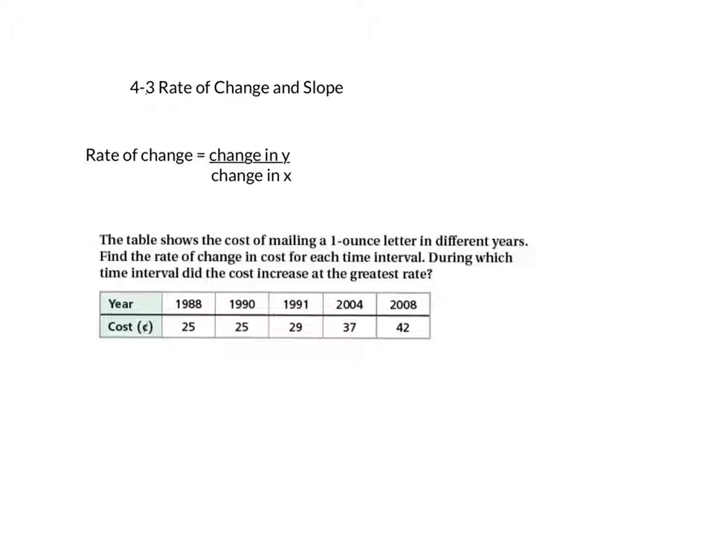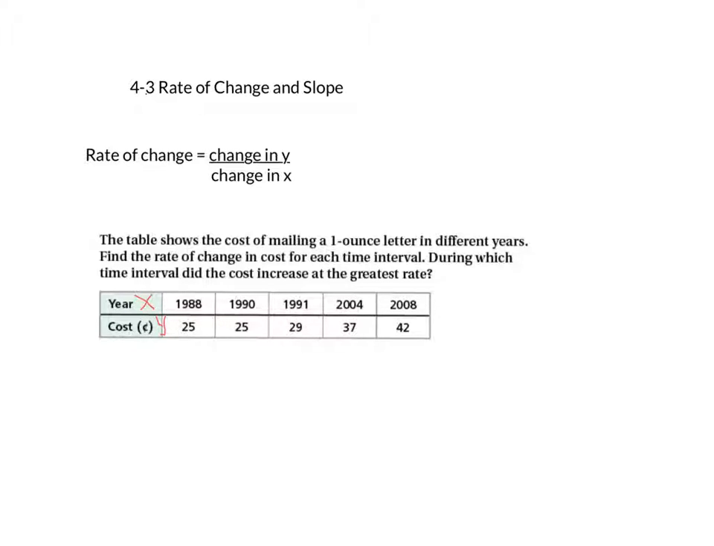We're going to find the rate of change, and then we'll be able to answer the next question, during which time interval did the cost increase at the greatest rate. What we need to know is that the year is our independent variable, our x, and the cost is our dependent variable. The cost depends on the year. That's going to be our y, dependent variable.